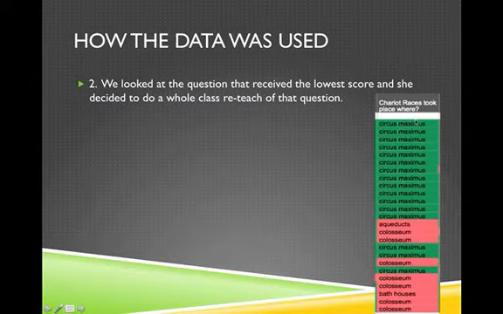The second thing we decided was we looked at each of the questions, and this was the question that had the lowest score as far as percentage of correct students. So she is going to reteach where chariot races took place, and this could be a quick 5-minute reteach, or it could be longer depending on the way the conversation goes with the students.